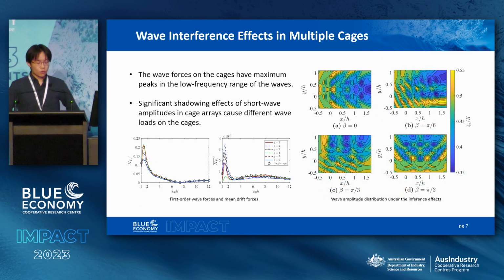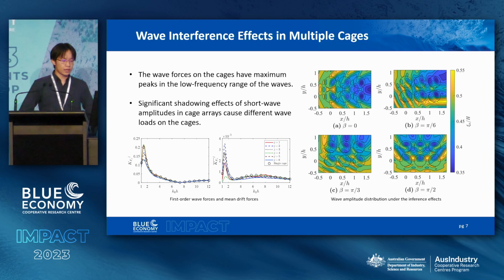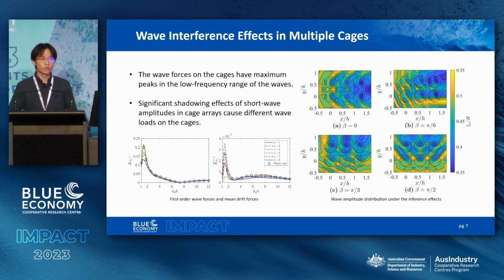Our simulation results indicated that the wave forces on the cage have maximum peaks in the low frequency range of the waves. Also, significant shadowing effects of short wave amplitudes in the cage array cause different wave loads on those cages.